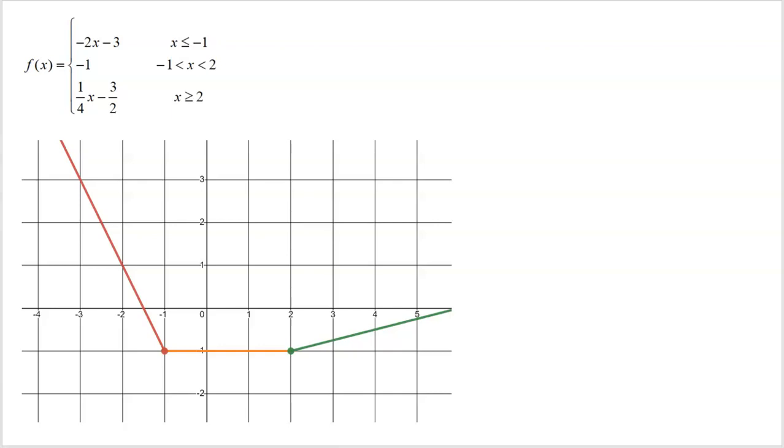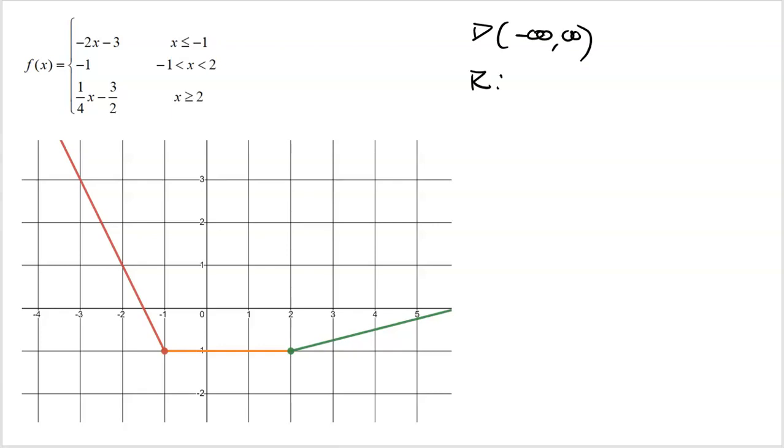We could say, what's the domain? Well, look at the graph. The domain is still negative infinity to infinity. I'm allowed to plug in any number I want. Now, if x is negative 1, I'm going to use the top, not the middle, because the top says less than or equal to negative 1. And if x is 2, I'm going to use the bottom, not the middle, because the bottom is for greater than or equal to. You get the point. It just gives us so much more to talk about. So the domain is all real numbers, negative infinity to infinity.